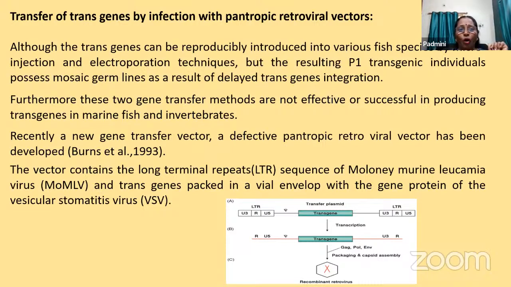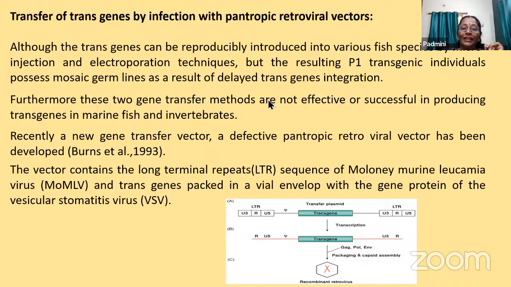Although these transgenes can be reproducibly introduced into various fish species by the microinjection and electroporation techniques, the resulting P1 transgenic individual possesses mosaic germlines as a result of delayed transgene integration. Remember, understand what he's saying over here. When we're talking about microinjection or electroporation, sometimes, due to a little delay in the work that is being done, what is the product that you get? You get a mosaic germline, that is, a chimeric germline.